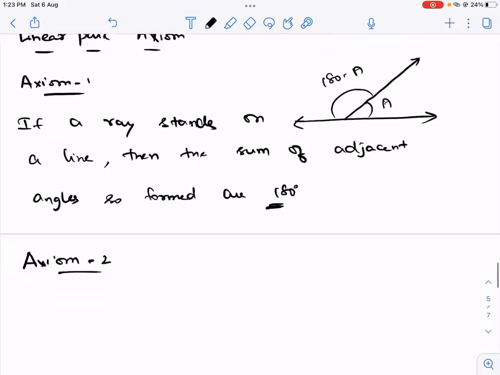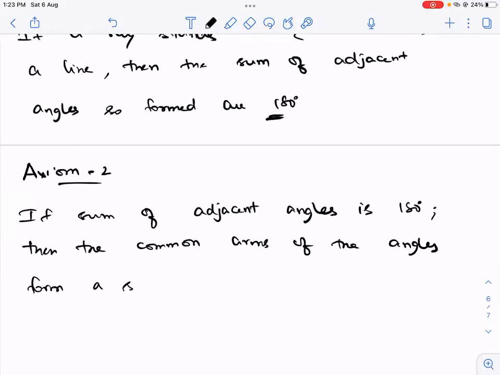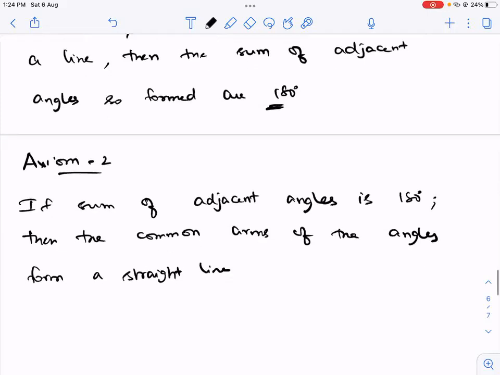So there is another axiom. If the sum of adjacent angles is 180 degrees, what can you say? It is just the reverse. Then the common arms of the angles form a straight line. Right?